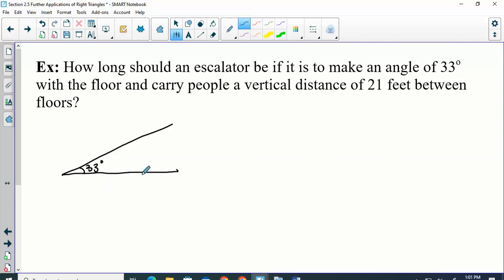On the line. Vertical distance. Yeah, that one. Okay, what kind of angle would we have when a vertical line meets the floor? 90 degrees, hopefully. Which side are we looking for? Hypotenuse. What trig function?